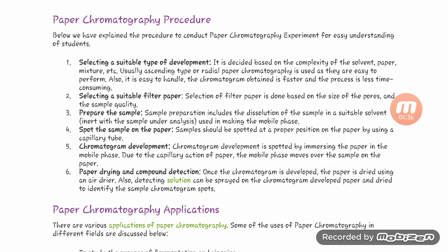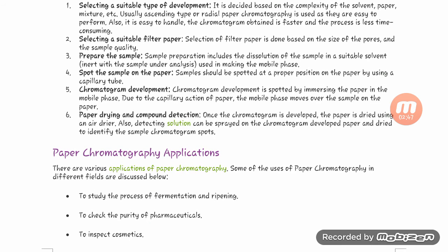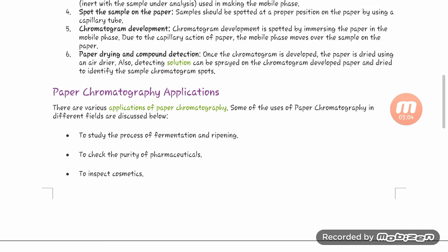Chromatogram development. Chromatogram development is done by immersing the paper in the mobile phase. Due to the capillary action of the paper, the mobile phase moves over the sample on the paper. Paper drying and component detection. Once the chromatogram is developed, the paper is dried using an air dryer. Also, a detecting solution can be spread on the developed chromatogram paper and dried to identify the sample chromatogram spots.